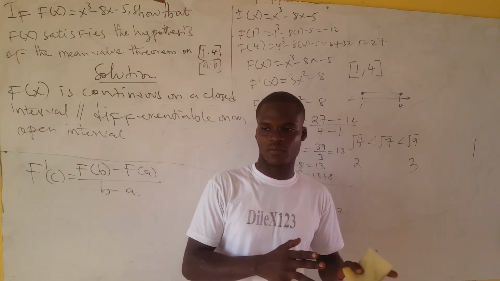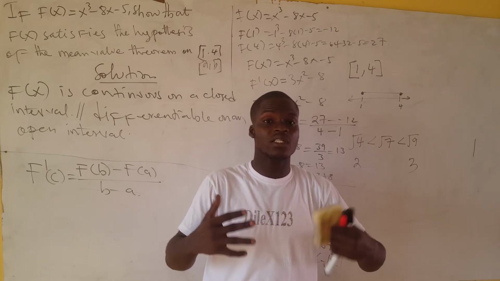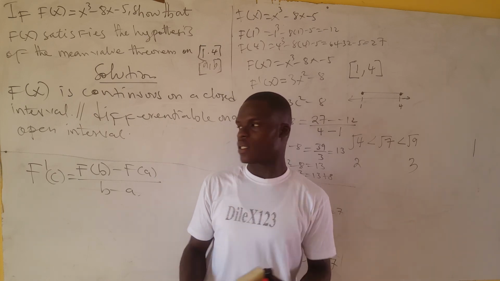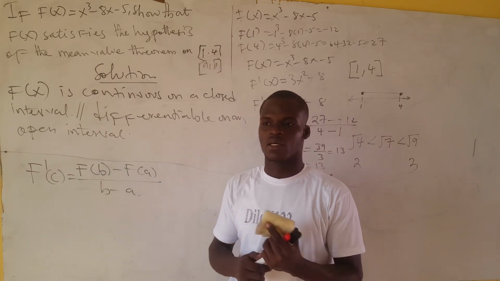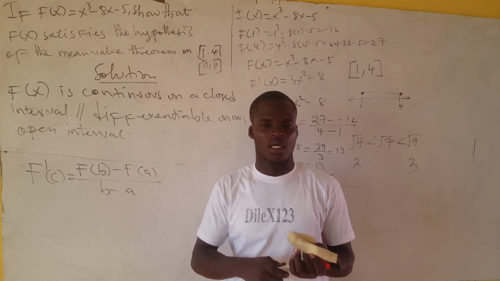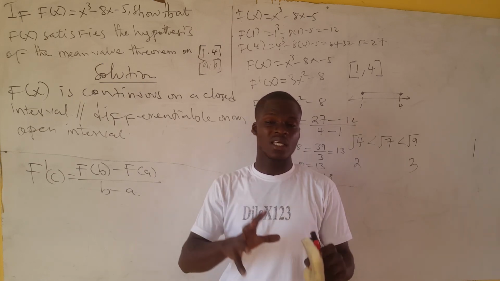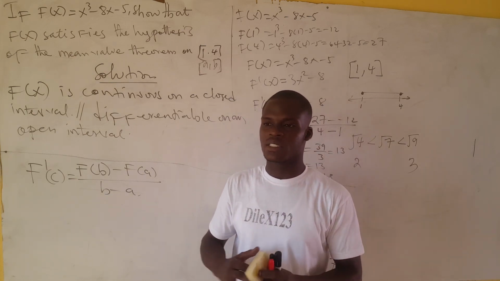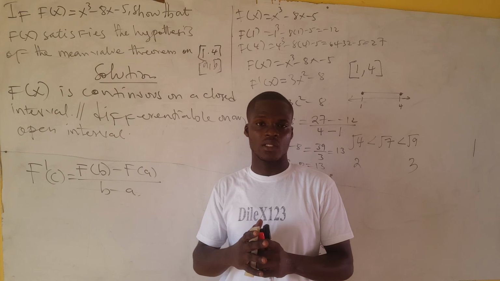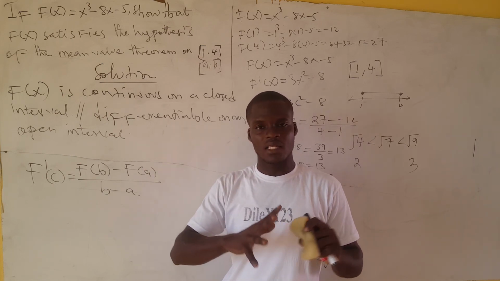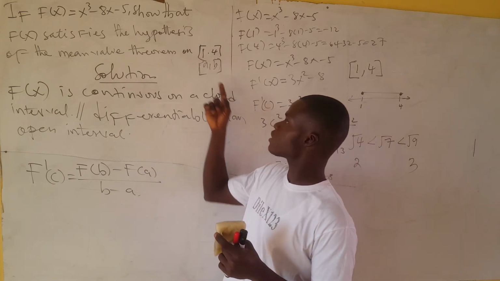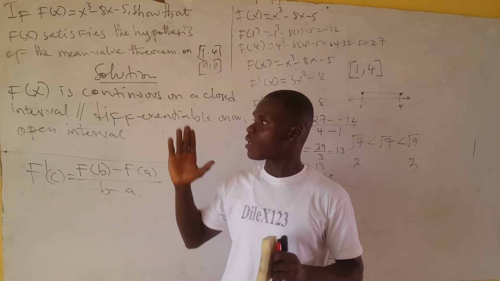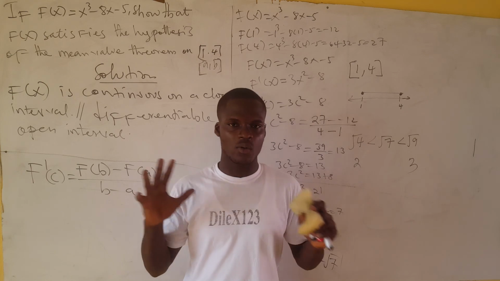Then you differentiate the function. If you're able to safely differentiate it, then you fix in the c into the derivative you have, then you equate it to f of b minus f of a over b minus a. Then you find out whether the c you get actually falls within the range. If it falls within the range, it means that it satisfies the hypothesis of the mean value theorem. If c doesn't fall within the given range, 1, 4, then it doesn't satisfy the hypothesis of the mean value theorem. So that's how we solve questions of this kind.